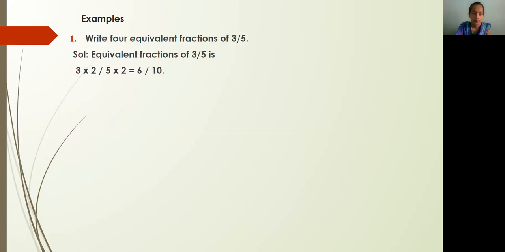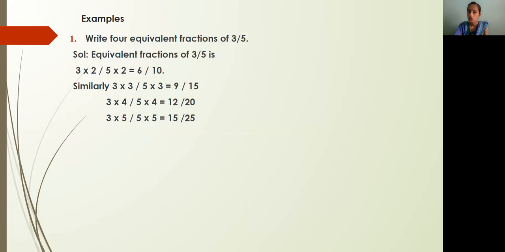We have to multiply the same number to the numerator and denominator. Then we get the equivalent fractions. 3 into 2 divided by 5 into 2, then we get 6 by 10. 6 by 10 is equivalent to 3 by 5. Similarly, we multiply 3 to both numerator and denominator. Then we get 3 into 3 divided by 5 into 3, which is 9 by 15. Similarly, 12 by 20, 15 by 25. So 6 by 10, 9 by 15, 12 by 20 and 15 by 25 are the equivalent fractions of 3 by 5.